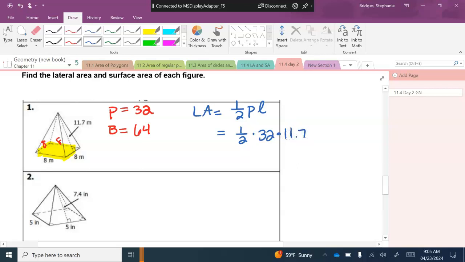So we need to get our calculators out. We need to multiply 1/2 or 0.5 times 32 times 11.7. That's 187.2. So that's the first thing. You do 0.5 times 32 times 11.7.